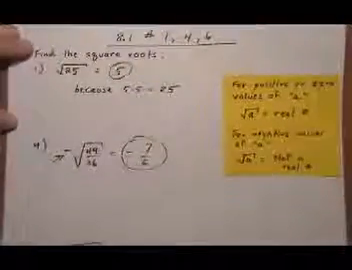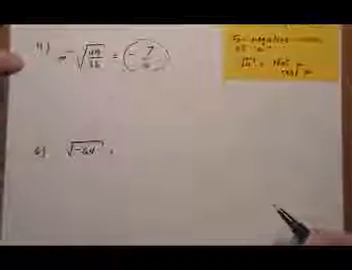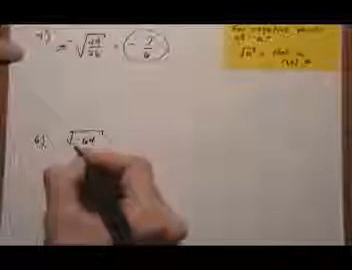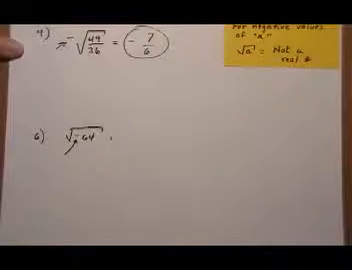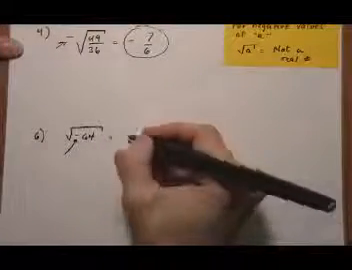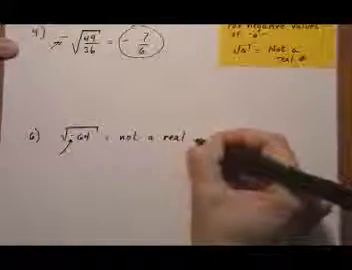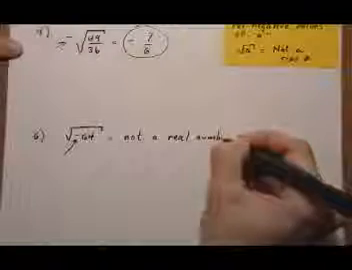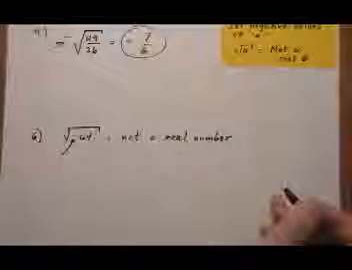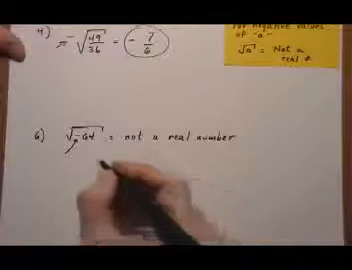And if we look down at the bottom here, number 6, now we have the root on the inside, the negative sign on the inside, which is very important. That changes everything completely. This will be not a real number. And it's good to understand why instead of just memorizing that you can't have a negative inside a square root. So let's take a look.